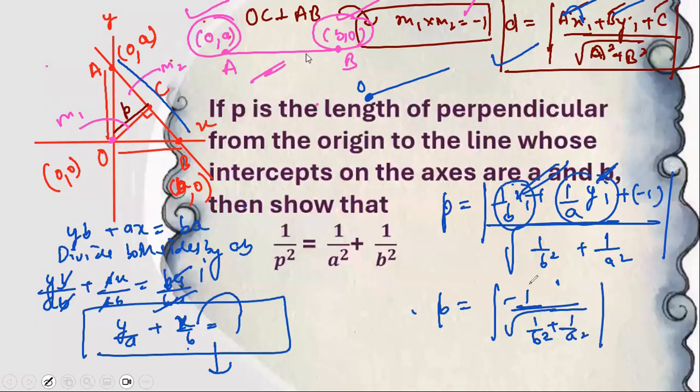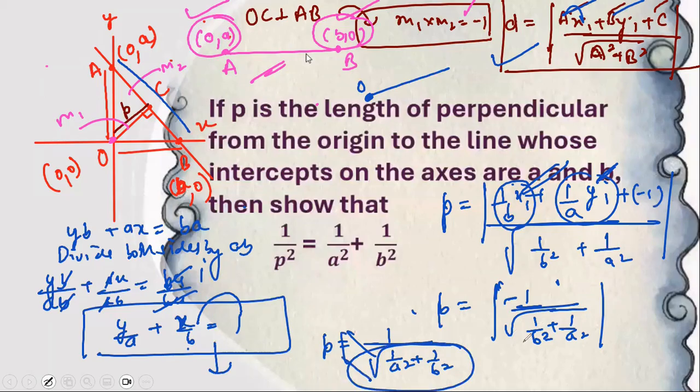Now I know that there is a modulus, which will give me a positive value. So this minus 1 will become positive 1. It will become P is equal to 1 by the square root of 1 by a square plus 1 by b square. Now, everyone, I will just cross multiply. I will take this portion to that side and P to the other side. P is in multiplication, so it goes in division. So it becomes 1 by P is equal to 1 by the square root of 1 by a square plus 1 by b square.